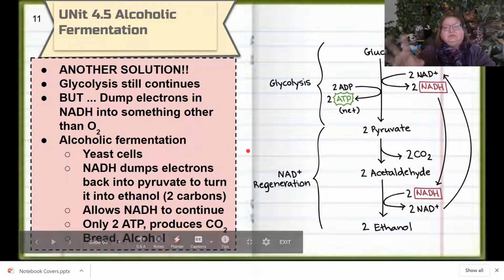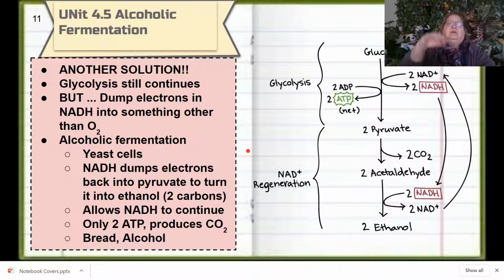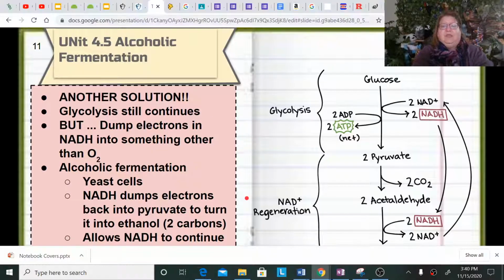That means the electron transport system stops. That means the Krebs cycle stops. If we didn't have fermentation, glycolysis would even stop. But we can continue on with fermentation and still at least get our 2 ATP. And that's what's so helpful and so powerful for us. Not the fastest, not the most efficient process, but it does allow us to continue.